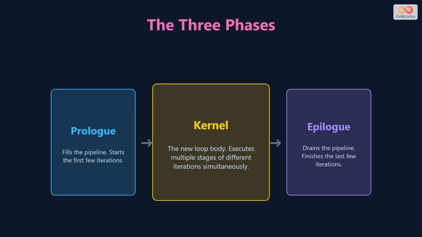This structure creates 3 distinct phases in the machine code. The prologue fills the pipeline, starting the first few iterations. The kernel is the steady state where maximum overlap happens. Finally, the epilogue finishes up the remaining tasks as the loop winds down.